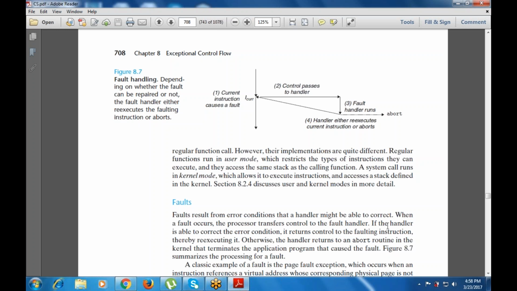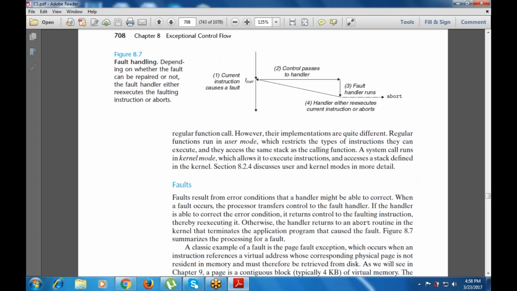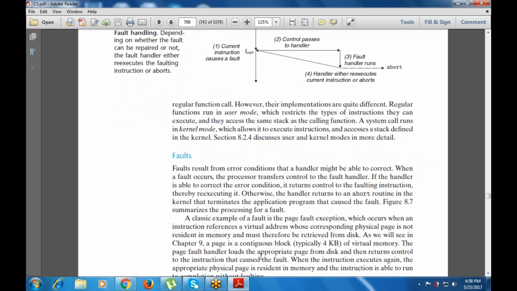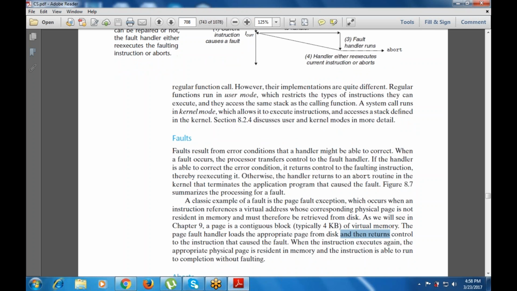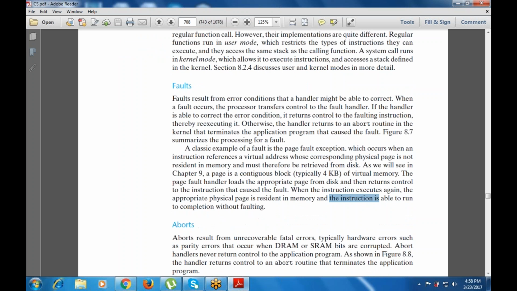A classical example of a fault is the page fault exception, which occurs when an instruction references a virtual address whose corresponding physical page is not resident in memory and must therefore be retrieved from the disk. The page fault handler loads the appropriate page from the disk and returns control to the instruction that caused the fault. When the instruction executes again, the appropriate physical page is resident in memory, and the instruction is able to run to completion without faulting.